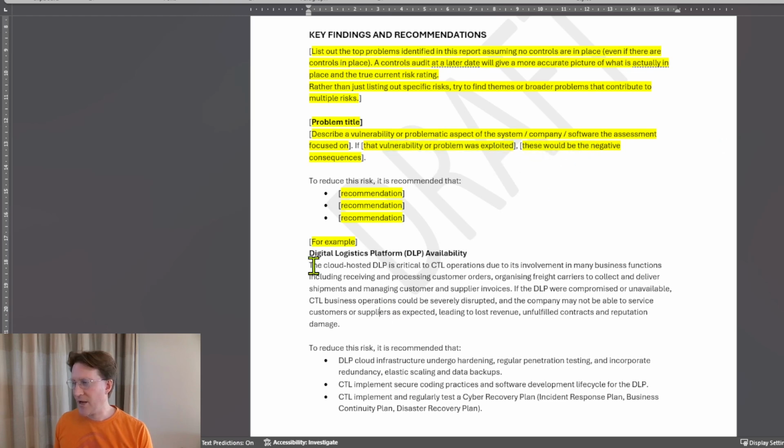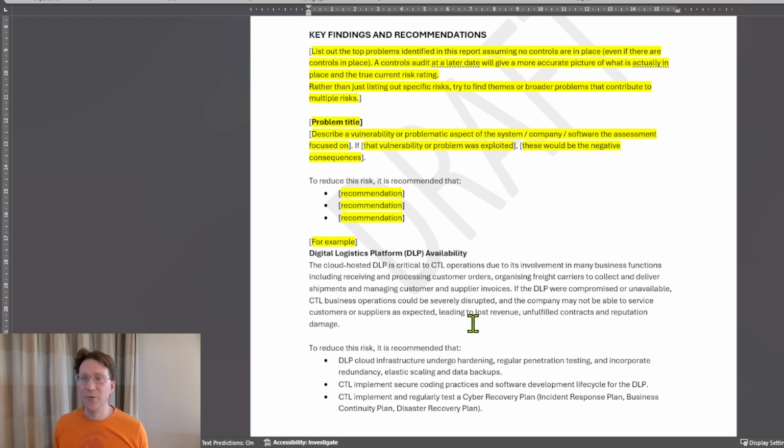So here we describe how the DLP is critical to CTL operations due to its involvement in many business functions. If the DLP were compromised or unavailable, then we describe the consequences. CTL business operations could be severely disrupted. The company may not be able to service customers or suppliers as expected, leading to lost revenue, unfulfilled contracts, and reputation damage.